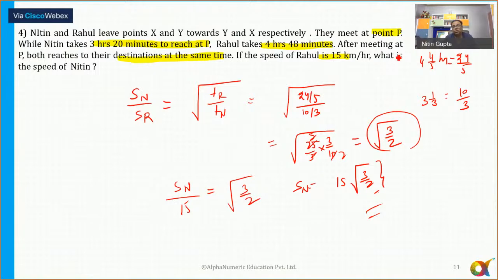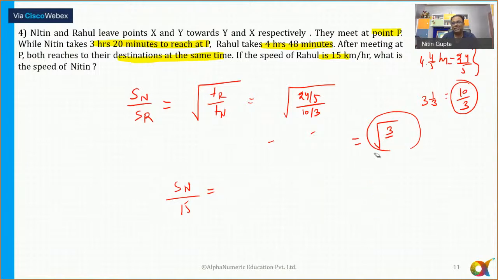4 hours 48 minutes. So 48 means 4 by 5. This is 24 by 5 hours. And then 3 hours 20 minutes. So 3 1 by 3, that is 10 by 3 here. And since I'm taking the square root, I'm not sure whether the answer is 18. Okay, yes, I think I have written Rahul takes 4 hours. Speed of Nitin upon speed of Rahul. Oh, yes, that's right. I made some calculation mistake. I realized just now. So it is 24. Yes, that's right. Answer is 18.